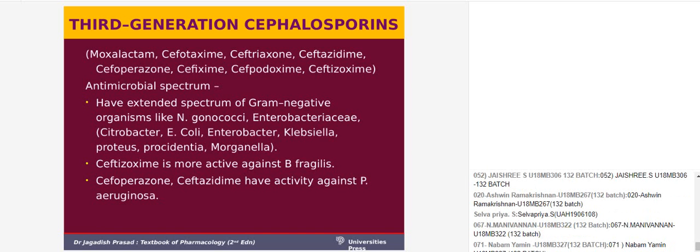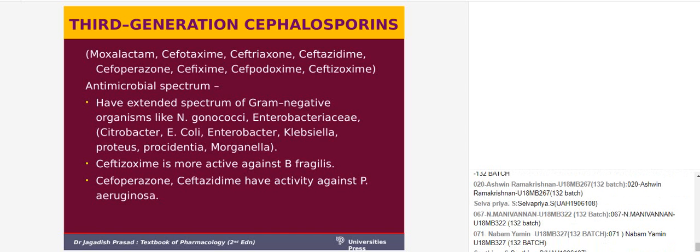Ceftriaxone is less active against Pseudomonas, but more active against Bacteroides fragilis. Cefoperazone and ceftazidime show activity against Pseudomonas aeruginosa. So the third generation has a broader spectrum of activity compared to the first and second generation cephalosporins.